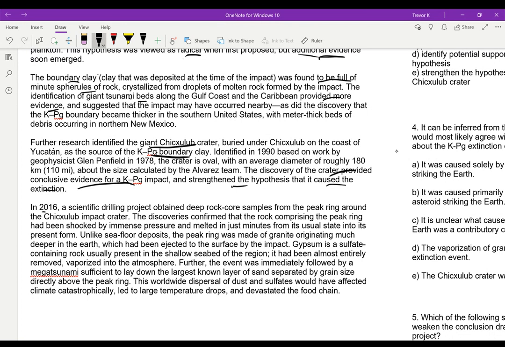All right. In 2016, a scientific drilling project obtained deep core rock samples from the peak ring around the Chicxulub impact crater. Worldwide dispersal of dust and sulfates would have affected climate catastrophically, led to large temperature drops, and devastated the food chain. All right. So in 2016, they did this drilling project. They got their deep core rock samples and presumably found a bunch of stuff, and then concluded that the worldwide dispersal of dust would have affected climate catastrophically.